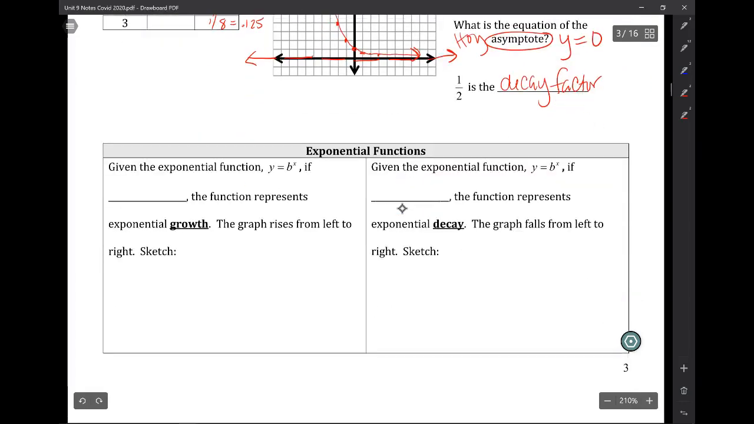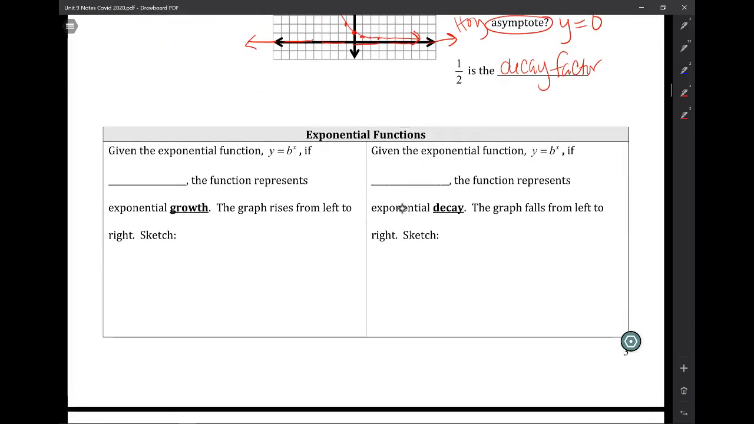So now let's talk about just things in general. So when the base was a 2, it was a growth. And then when the base was a 1/2, it ended up being a decay. So let's generalize this. If the base of our function is a number greater than 1, so like our exponential growth function when it was a 2. If the base of our function is greater than 1, so it could be 2, it could be 1.5, it could be 100, whatever. It represents an exponential growth.